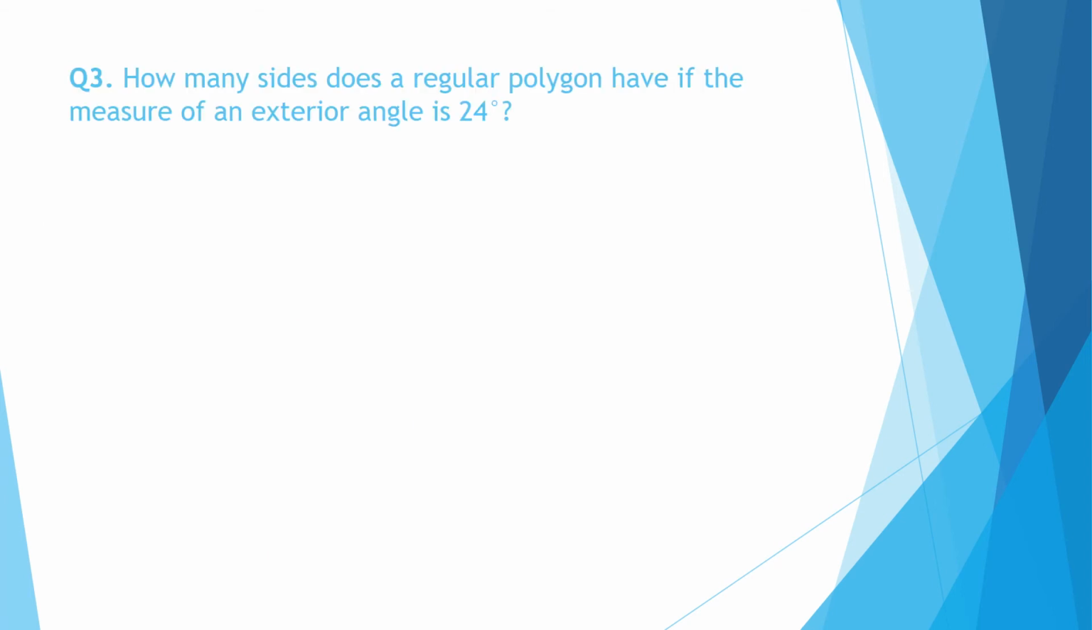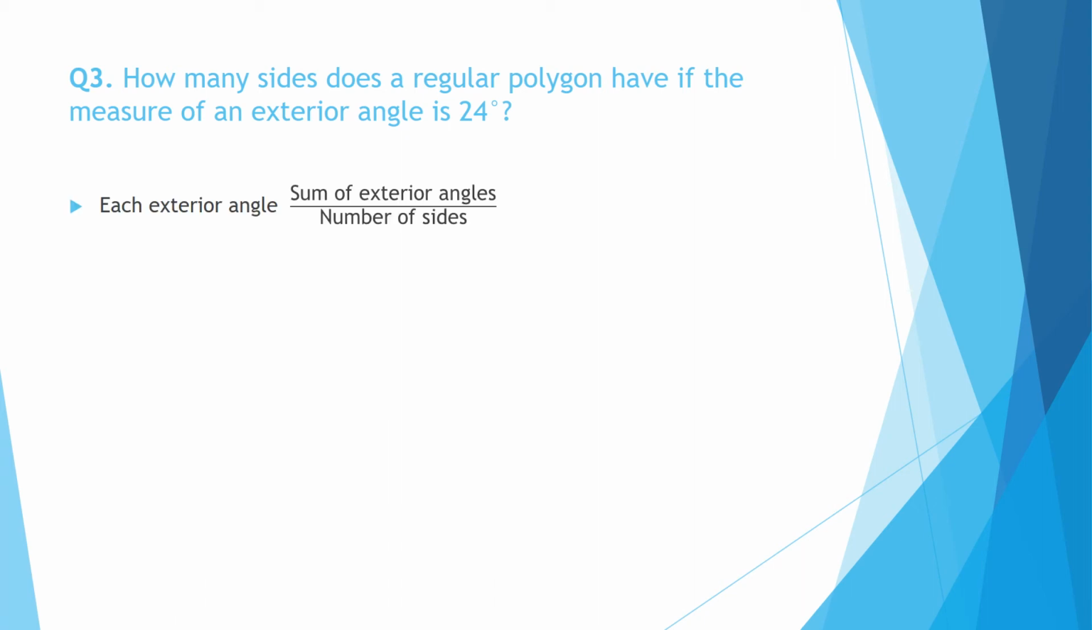Let's move to question number 3. It says, how many sides does a regular polygon have, if the measure of an exterior angle is 24 degrees? Now this time you have to find the sides. You are given the measure of one exterior angle and you have to find the number of sides.